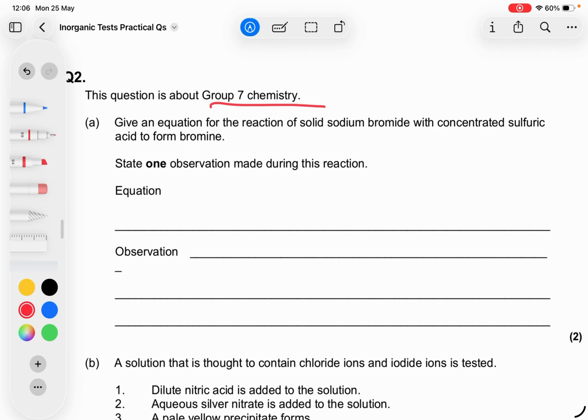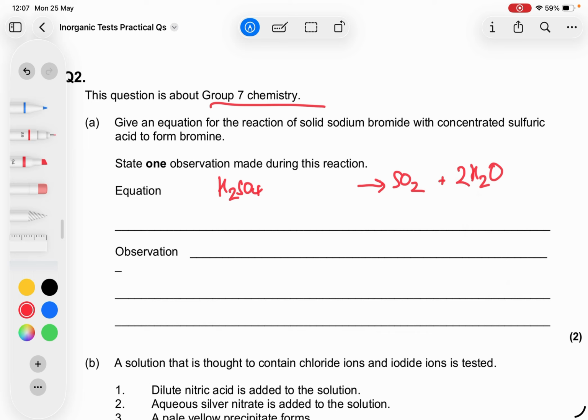Give an equation for the reaction between solid sodium bromide with concentrated sulfuric acid to form bromine. My advice here, the best way to learn this equation, would be to learn it like this. Sulfuric acid, and we can practice how to write half equations, forms sulfur dioxide. So the rule is, when you have complex ions or substances here, the first thing is let's balance oxygens with water.